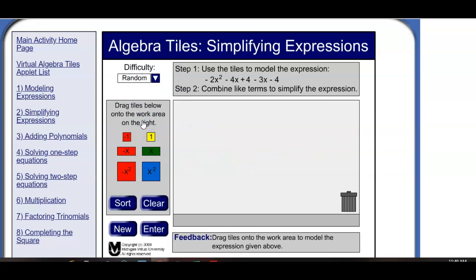Just like when we were modeling, if you wanted to use the random, this would really help you see what are like terms and what are not, how you can combine them, can you make zero pairs, because these are so random and it's going through all of those levels.